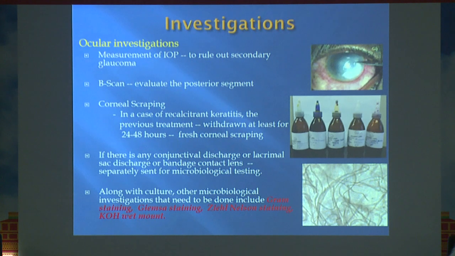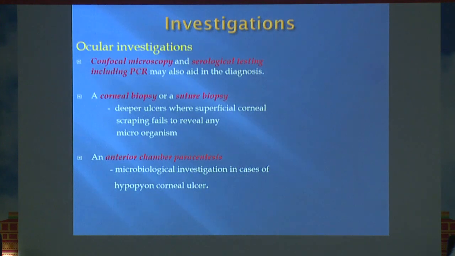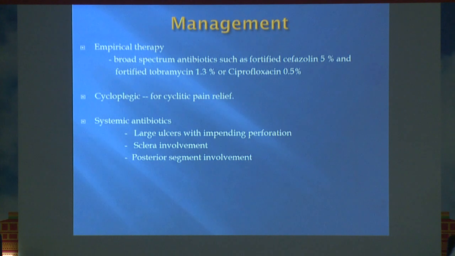If there is any conjunctival discharge, lacrimal sac discharge, or bandage contact lens, that is separately sent for microbiological examination. Along with culture, other microbiological investigations that need to be done include Gram staining, Giemsa staining, Ziehl-Neelsen staining and KOH wet mount. Other specialized investigations may include confocal microscopy and serological testing, including PCR, that may also aid in diagnosis. Corneal biopsy or suture biopsy may be taken for deeper ulcers.